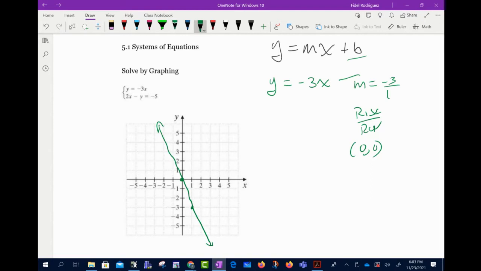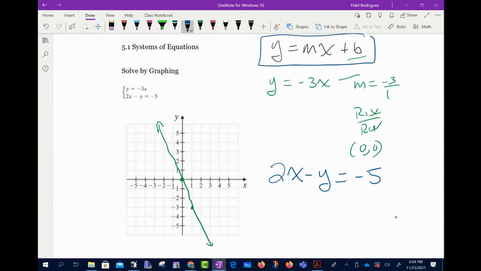And then I'm going to do the same exact thing with my second line. My second line right now is 2x minus y equals negative 5. What I'm going to do is switch my y and my 5 because I want to get my equation so that it looks like this. Basically I have y by itself. If I move this y over here and I bring this 5 this way, the 2x is going to stay the same.